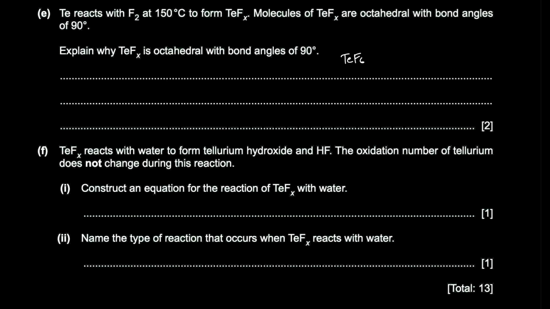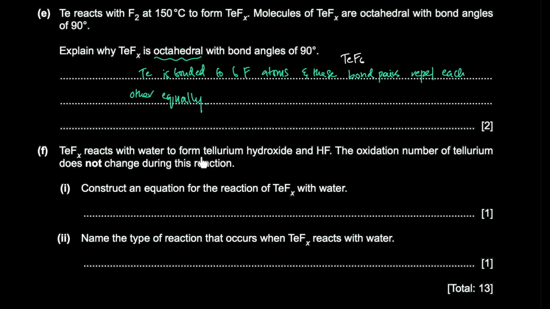So if we had to explain why it's octahedral with bond angles of 90 degrees, the first thing is that we can say that the tellurium is bonded to 6 fluorine atoms, and these bond pairs of electrons repel each other equally. So this explains why they're all evenly spread out, and all the bond angles are 90 degrees. If you have 6 bonds and you want to spread them equally, the shape that you get is an octahedral shape with bond angles of 90 degrees.